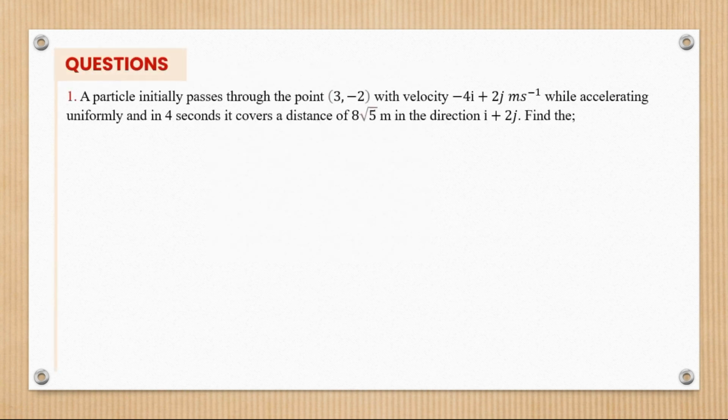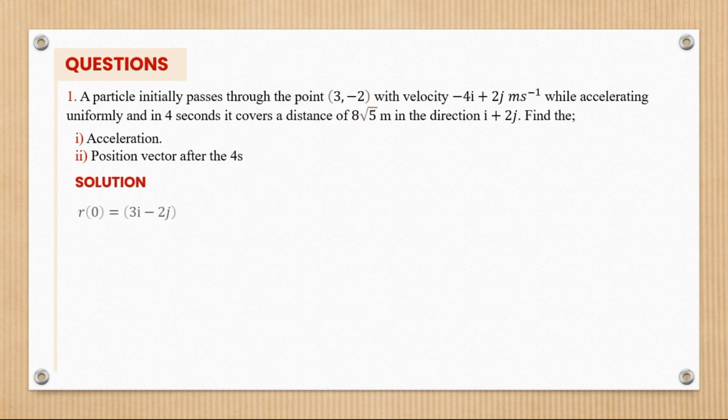Alright, so let's look at a question. Question 1. A particle initially passes through the point (3, -2) with velocity -4i plus 2j meters per second while accelerating uniformly, and in 4 seconds it covers a distance of 8√5 meters in the direction i plus 2j. Find 1. the acceleration, 2. the position vector after the 4 seconds.